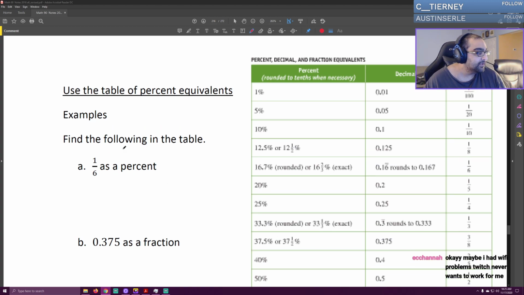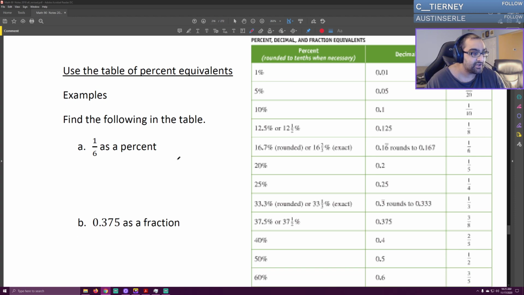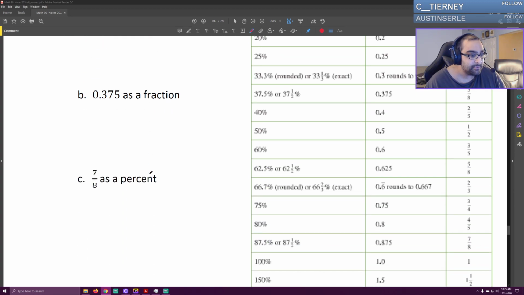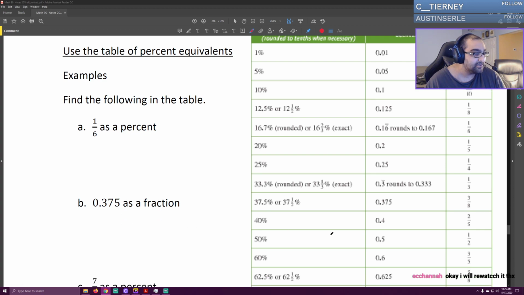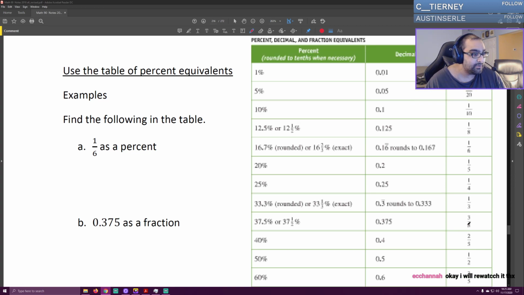Okay. So here we have a table of percent equivalents. These are things that you'll see most often. So if you want 1/6 as a percent, for example, you can reference the table here. You can see here it rounds to 16.7%. And if you have 0.375 as a fraction, you just look in the table here, 0.375 is equivalent to 3/8.